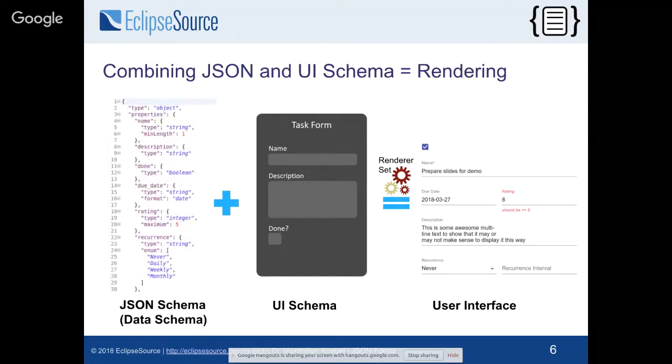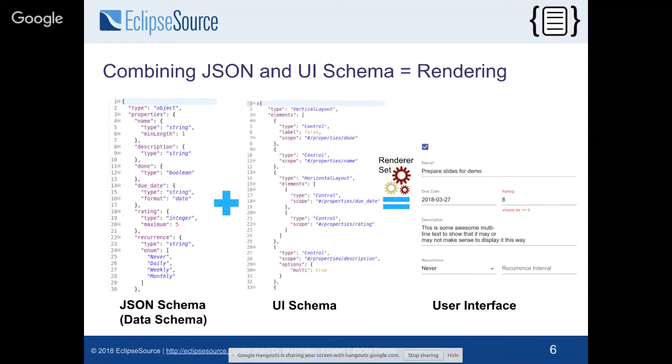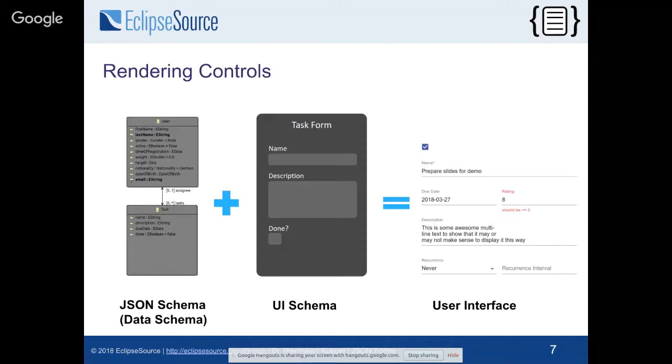Now, those pictures, of course, are not accurate. In fact, those are two textual artifacts. So let's look at the purpose of those textual artifacts and how they work in more detail. There are two important concepts in a UI schema. The first concept is controls, and the second is layouts. And I would like to look at controls first.